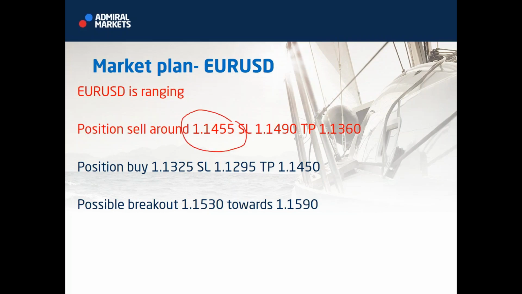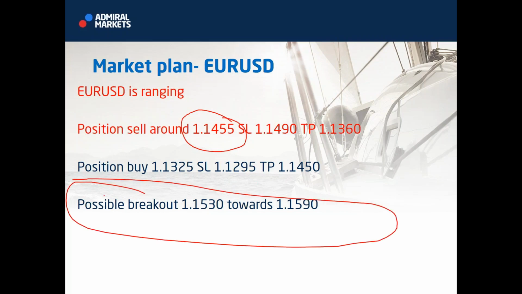But here, guys, I would look to sell. 1455 sell, 1490 stop loss, 1360 is target. The only breakout is the same one we had previous week. If we see that the price broke through 1530, I would place a breakout trade towards 1590. Let me show you the chart.